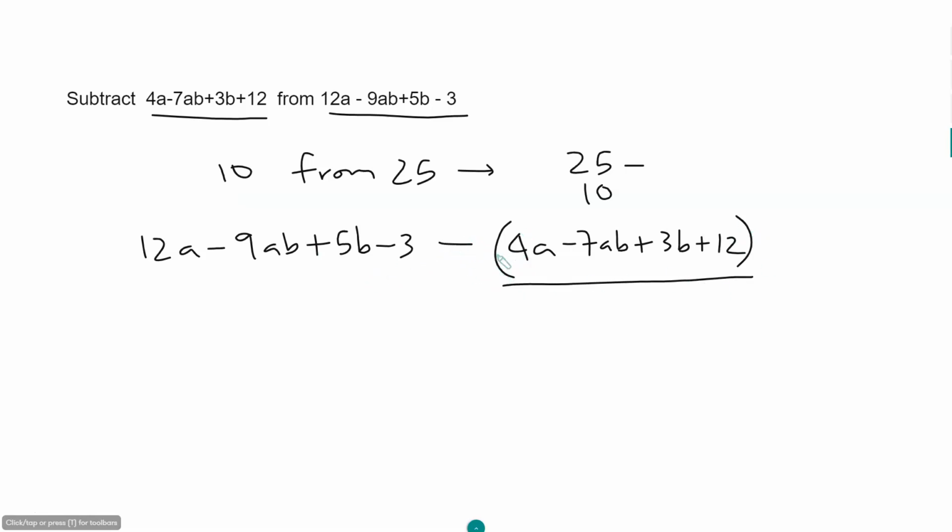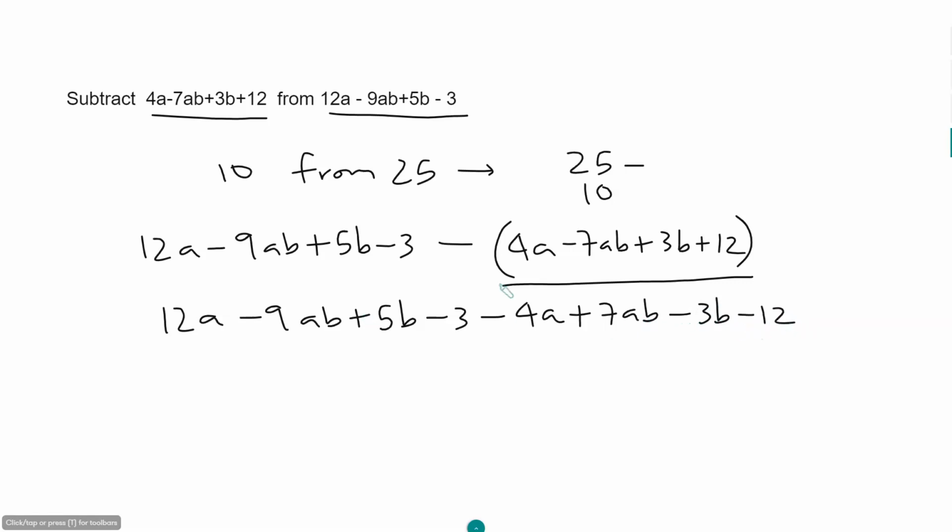When you open the bracket, the sign of each of these terms will toggle. If it's a plus, it becomes minus, and if it's a minus it becomes a plus. So when we open the bracket, this is what we get. The first expression we write as such because we don't have any like terms here, and then we open the bracket. So this becomes minus 4a plus 7ab minus 3b minus 12. That's the familiar rule of opening the brackets after a minus sign.